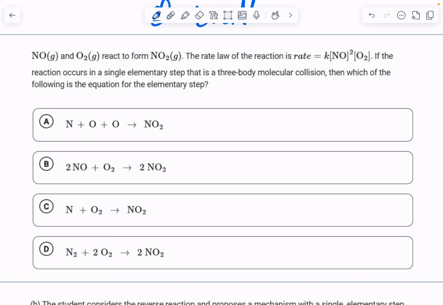Now, for questions like this, the rate law can be determined based on the stoichiometry of the balanced equation. So whatever the balanced equation's coefficients are, they become the exponents in the rate law. So we're looking for a reaction that has these two reactants, and there better be 2 in front of the NO and a 1 or nothing in front of the O2.